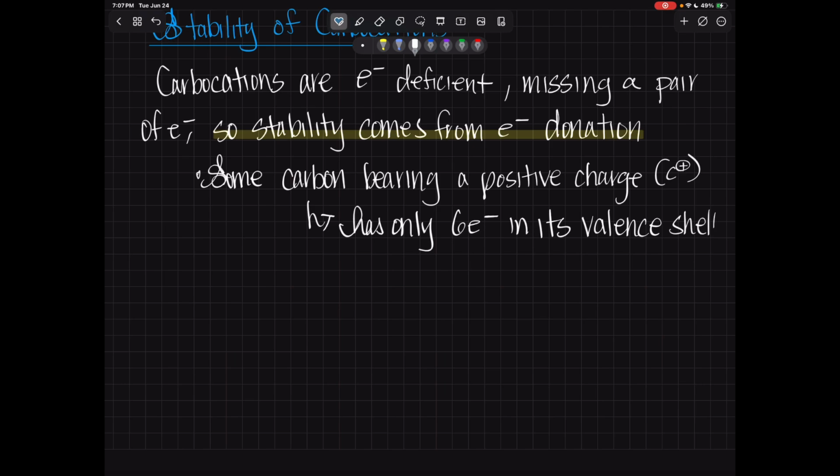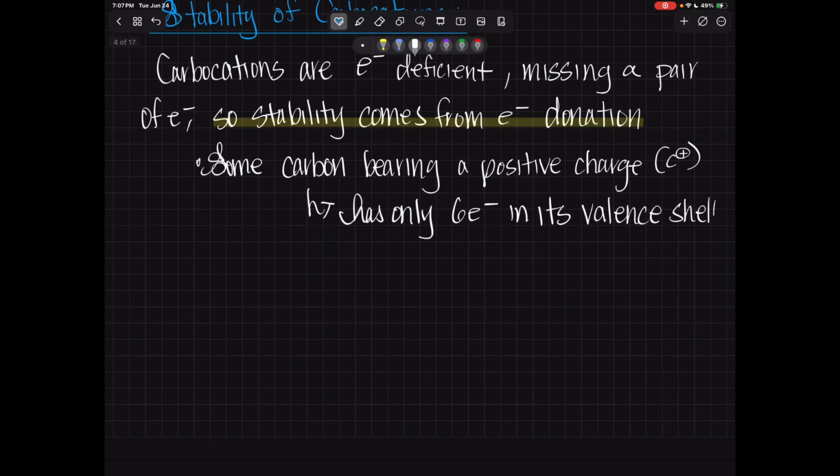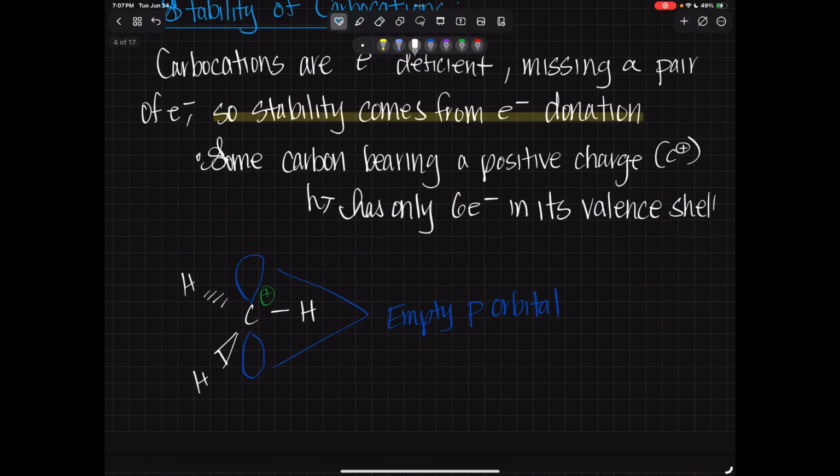So let's kind of draw this out. I'm going to do this in kind of 3D form. So here's your carbon. It's in a trigonal planar formation. And we have this open p orbital, which is empty. We have an empty p orbital. And ultimately, this has a positive charge on it. And so this is what they're going to look like. They're going to be trigonal planar just like this. And you're going to have this empty p orbital, which allows for reaction to happen because basically you're open.